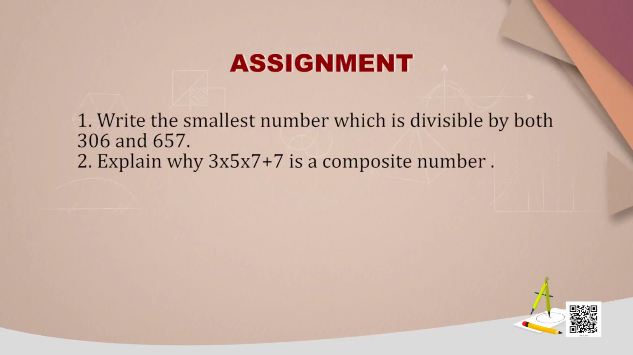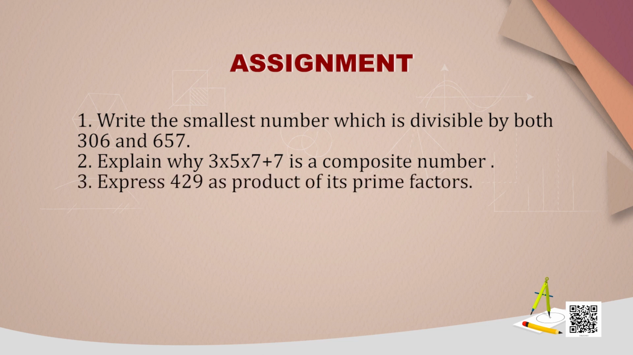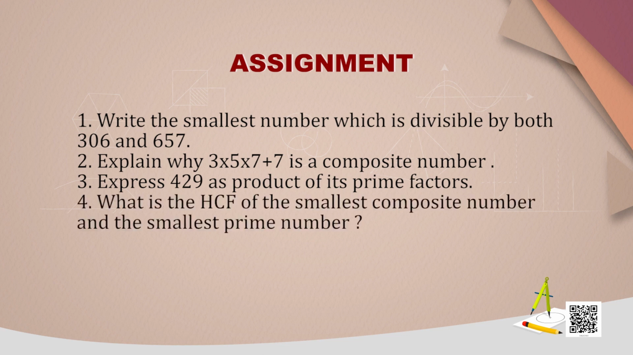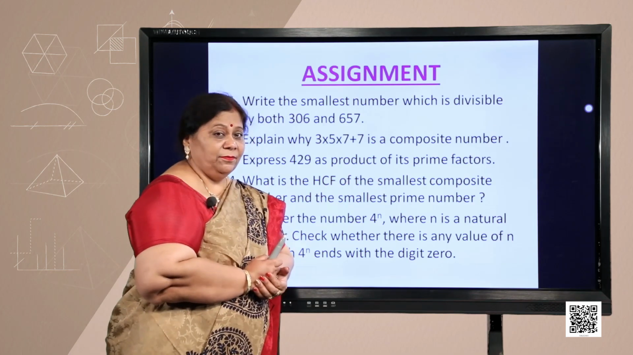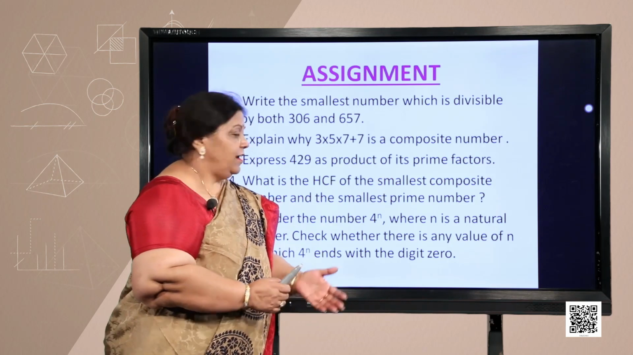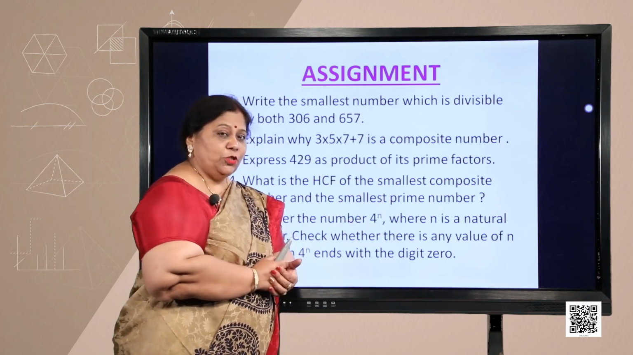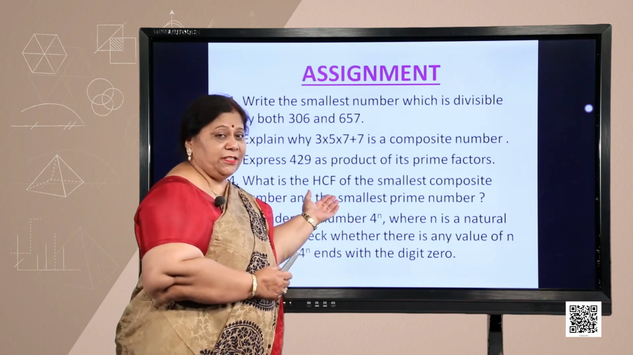Next question, explain why 3 into 5 into 7 plus 7 is a composite number. Question number 3, express 429 as a product of its prime factors. Fourth question, what is the HCF of the smallest composite number and the smallest prime number? I can give you a hint here. What is the smallest composite number? 4. And what is the smallest prime number? 2. Now, I think you can find out the HCF.